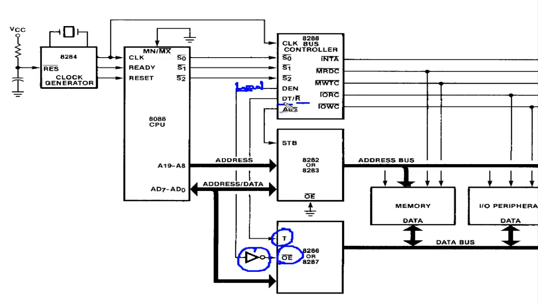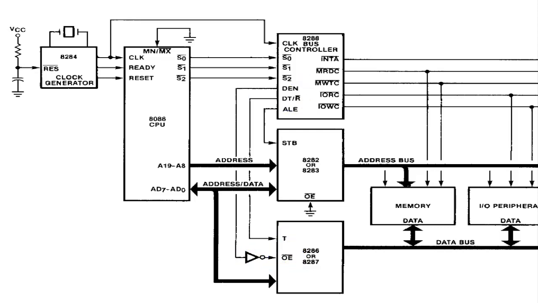By the way, this data transfer and receive is pin number 27 of our microprocessor, and this was pin number 26. I will show you on the pin diagram. Now as you can see, data transfer and receive is complemented. So what does this mean?